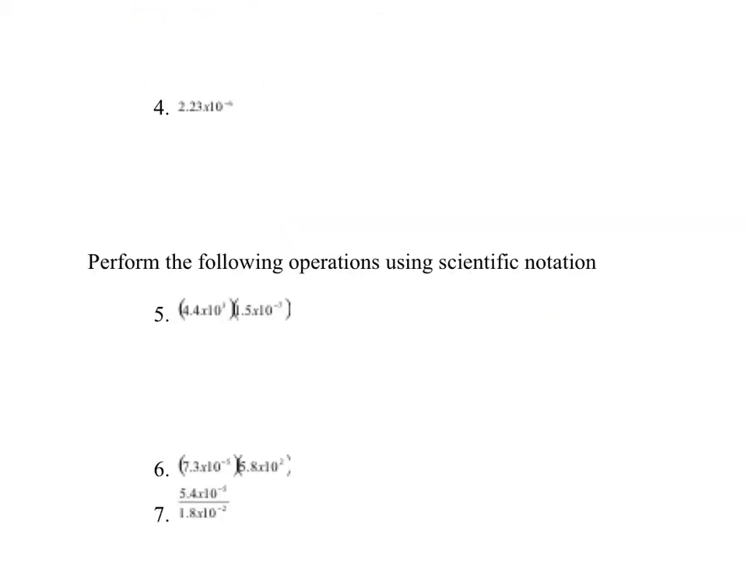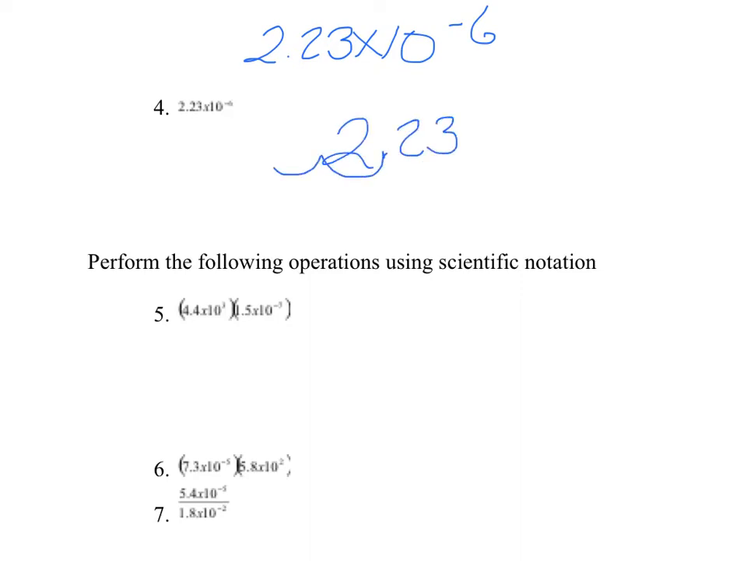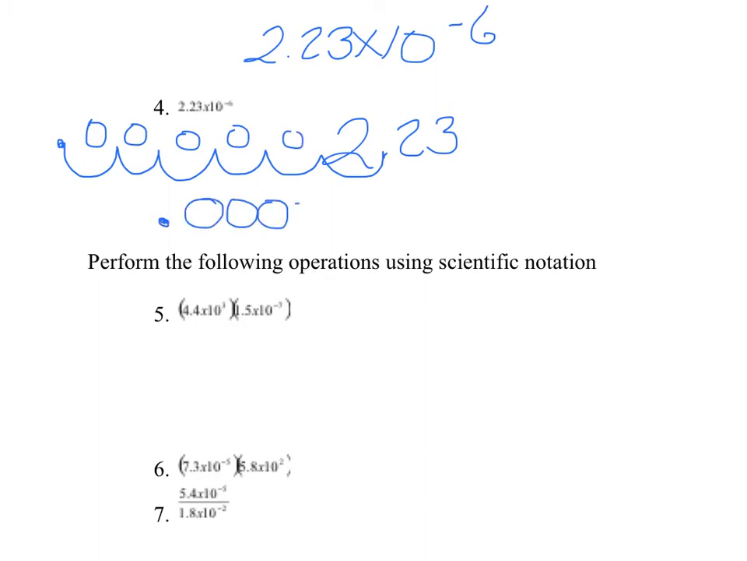Looking at problem 4, same sort of thing. 2.23. This one was times 10 to the negative 6, but we're going to be going the other direction because it's negative. So 2.23, 1, 2, 3, 4, 5, 6. All the open spots get zeros. And then take a minute, not even a minute, and rewrite it nice and neatly so you don't have the little loops. 2, 2, 3.